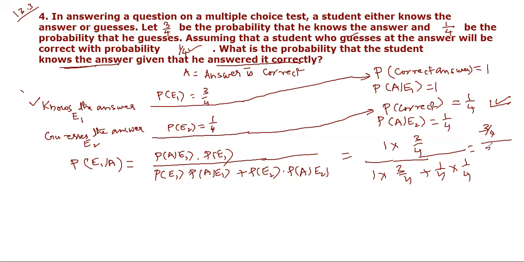3 by 4 divided by 3 by 4 plus 1 by 16. So the numerator is 3 by 4 and for the denominator the LCM will be 16. So 12 plus 1, so 3 by 4 into 16 by 13. 4 fours are 16, 4 threes are 12, so 12 by 13 is the correct answer.